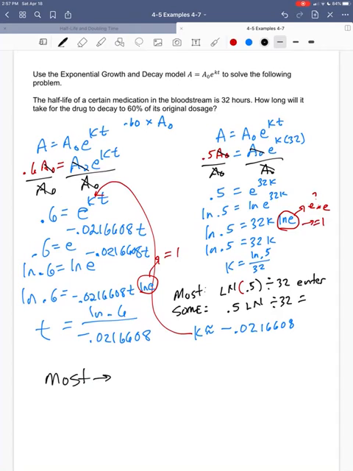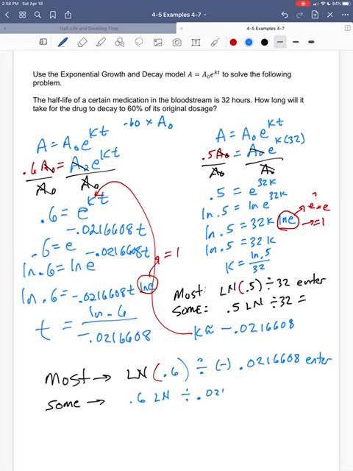On most calculators, we hit the natural log button first. It's probably going to start a set of parentheses. So then I'm going to do 0.6 and close the parentheses, divided by, make sure you use the negative button and not the minus, not the subtract. On other calculators, we have to put in the 0.6 first and then hit natural log. Then I'd put in the 0.0216608 and hit the plus or minus later. Don't forget the equal sign at the end.